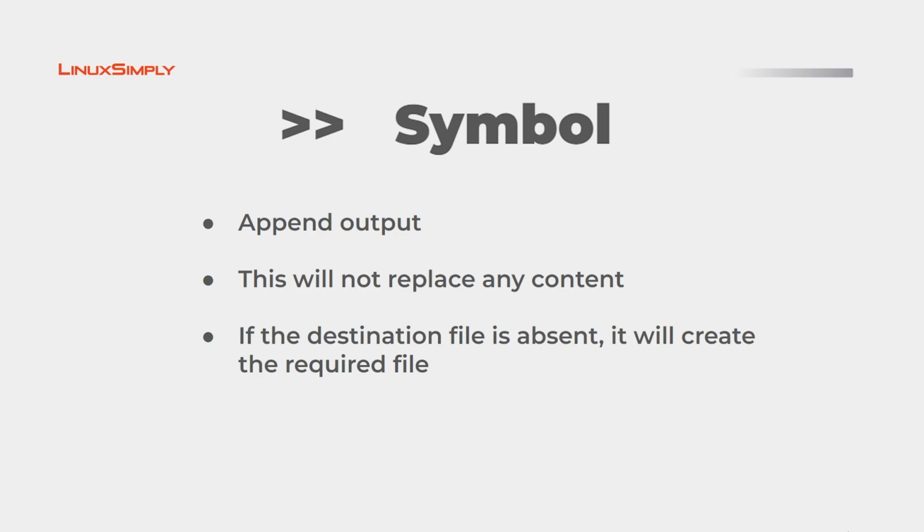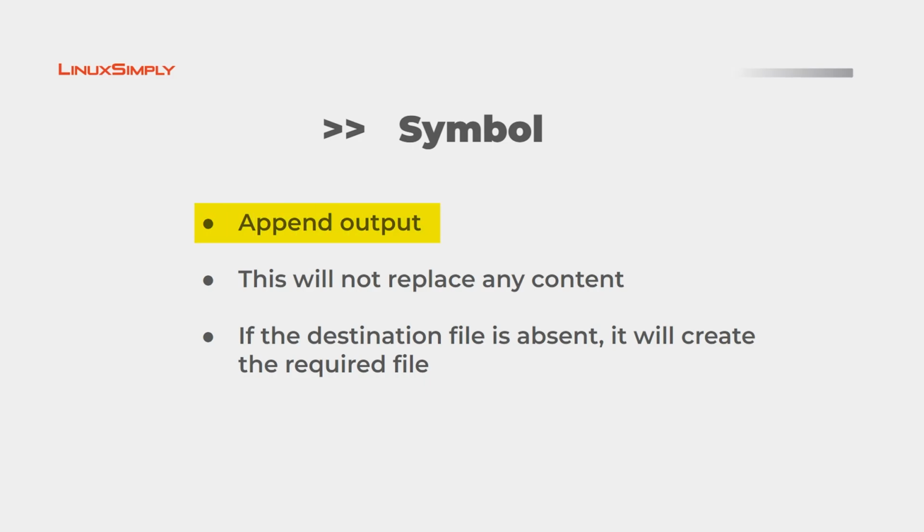Now comes the double greater than symbol. It acts as an alternative version of the greater than symbol. This is known as the append output symbol. As the name suggests, this symbol is used to append or add the contents of a file or output of a specific command to some other file. It is important to remember that using this symbol, the output or the contents will not be overridden or replaced. However, it will just add extra contents to the end of the file. Moreover, if the destination file is not created, then using this operator, it will create the new file.